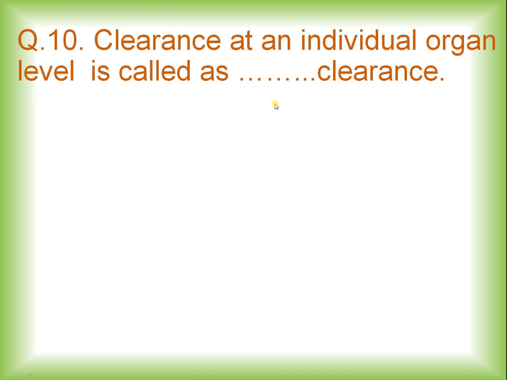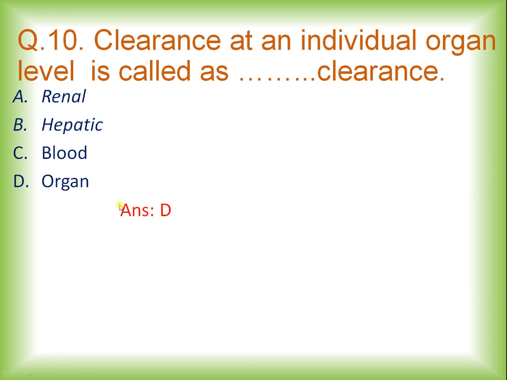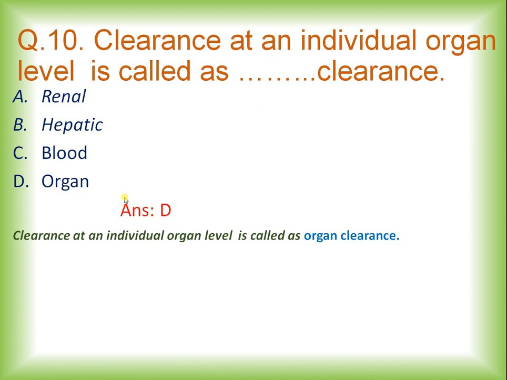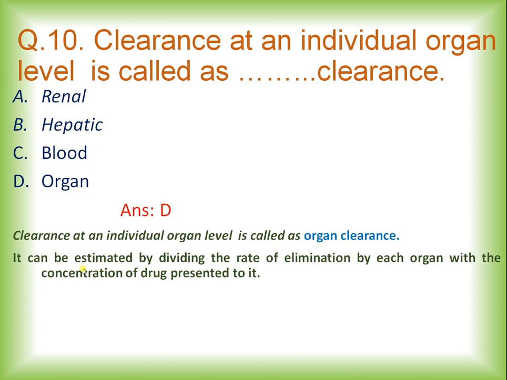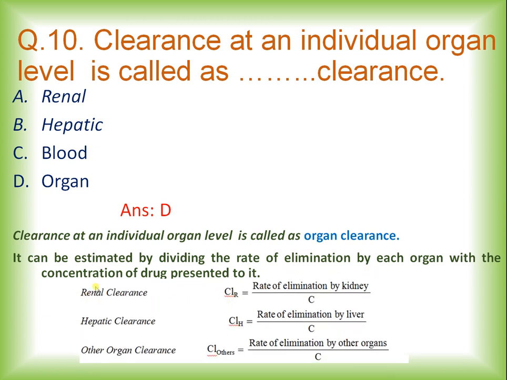Now, clearance at an individual organ level is called dash clearance, whether it is called renal, hepatic, blood, or organ. And the right answer is option D, that is the clearance at individual organ level is called organ clearance. So clearance at individual organ level is also called organ clearance. Now it can be estimated by dividing the rate of elimination by each organ by the concentration of the drug presented to it. You can see the equations which I have given over here for the individual organ clearance.